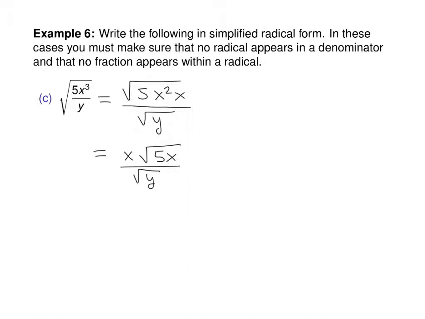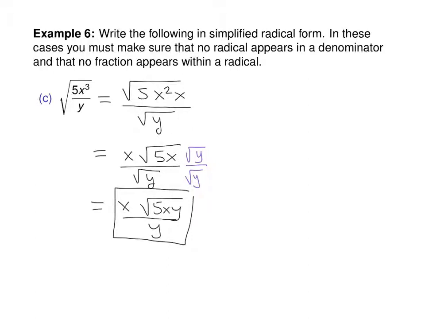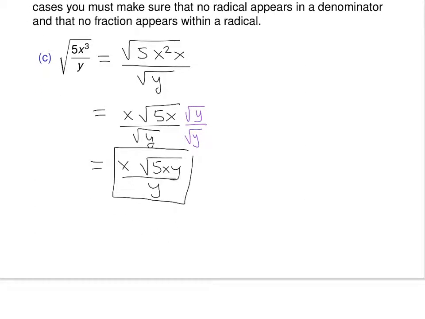And now this is a pretty easy one. You just want to get the root y out of the denominator. So what do you multiply by? Square root of y over square root of y. Exactly. So that's x. And then the 5x and the y can go underneath one square root sign over y. So that one's simplified.